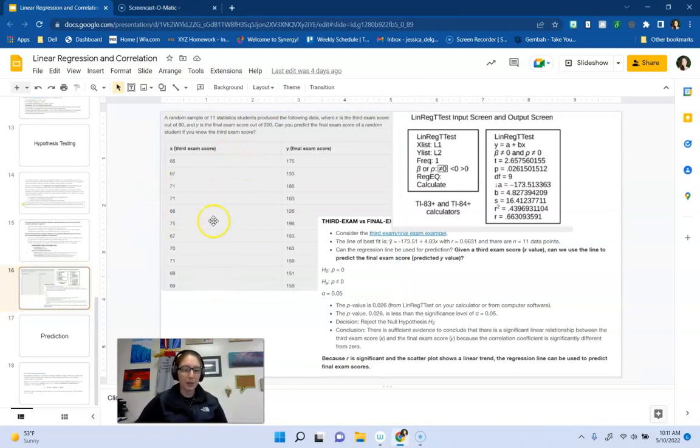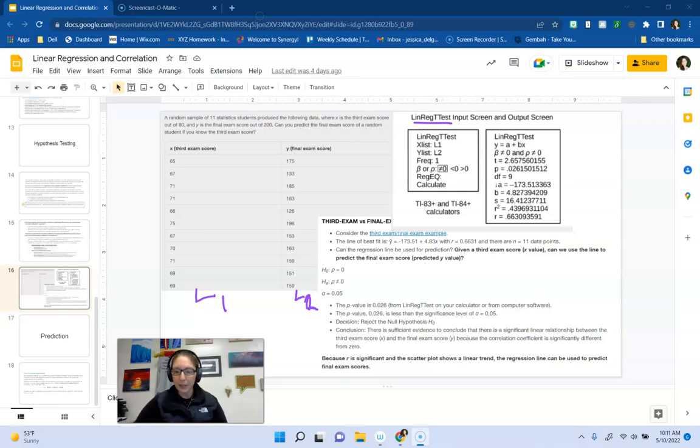I fill X into L1, I fill Y into L2, right? So this list goes into L1, this list goes into L2, okay? I then do STAT TESTS. I roll over to linear regression t-test. L1 is the X list, L2 is the Y list. Frequency 1, we always set rho not equal to 0. We hit calculate, and we get this output screen here.